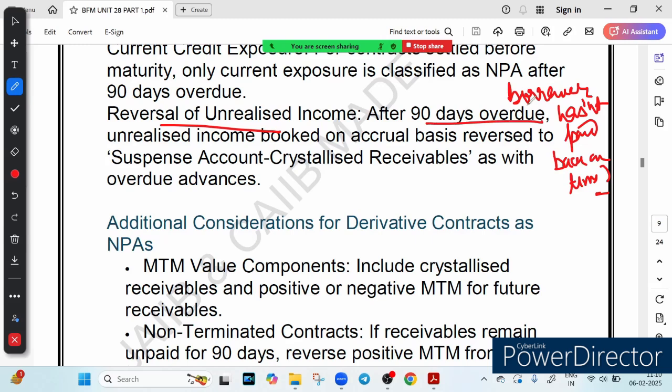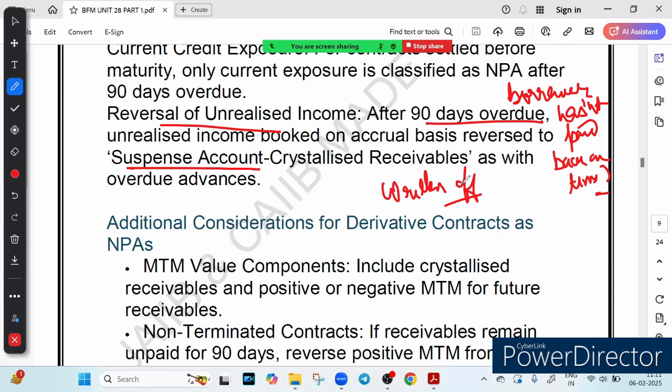After 90 days overdue, any income, suppose I have recorded some income on paper, it will automatically be moved to the suspense account. Understood? Basically, any expected income that was not actually received is written off temporarily until the borrower actually pays up. So let me write it down. Written off temporarily. We expected you to pay, but we won't count it until we actually see the cash. Understood?